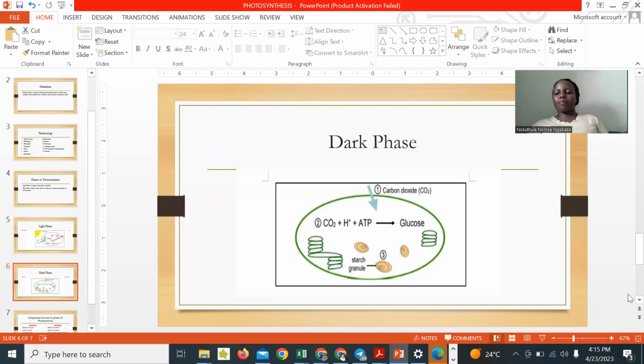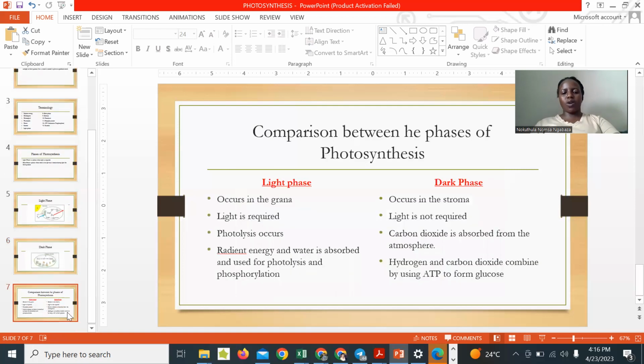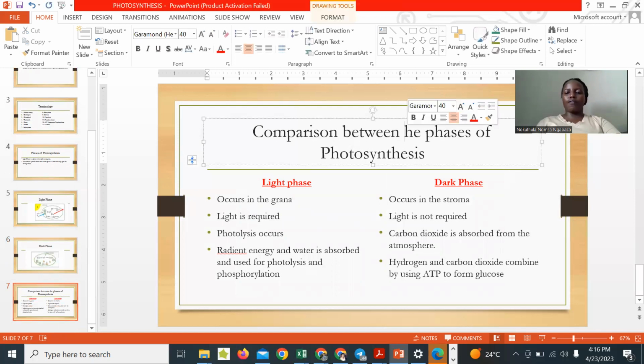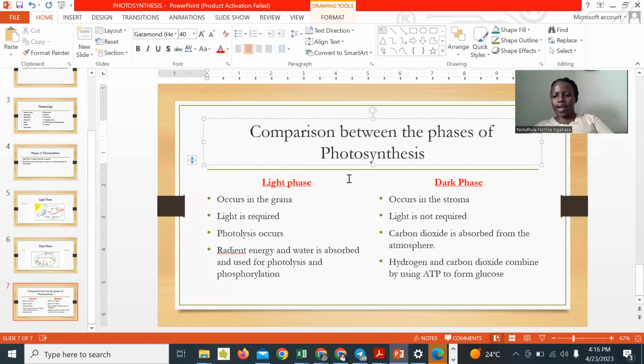And I believe everyone has understood by just looking at these diagrams and providing an explanation. And then the last thing that we're going to look at is the differences or the comparisons between the phases of photosynthesis. So we're going to start by looking at your light phase.